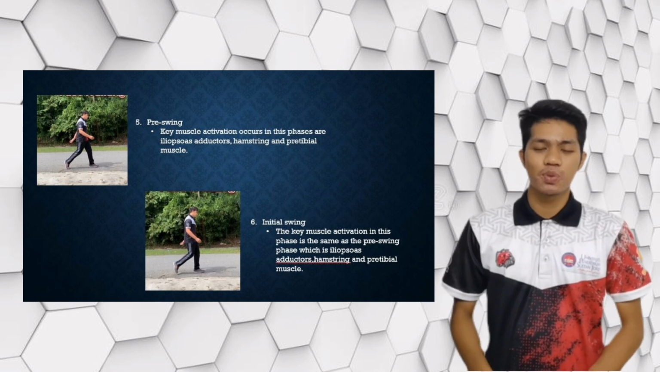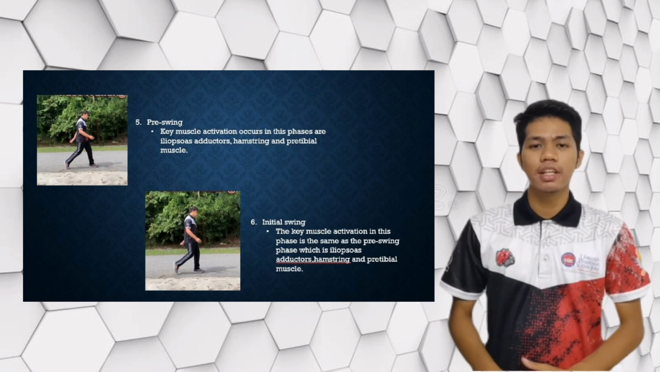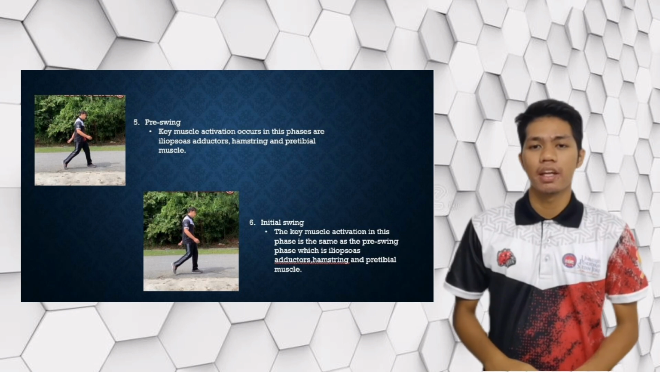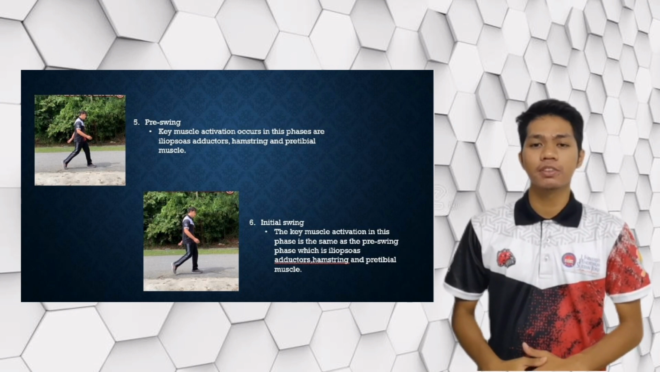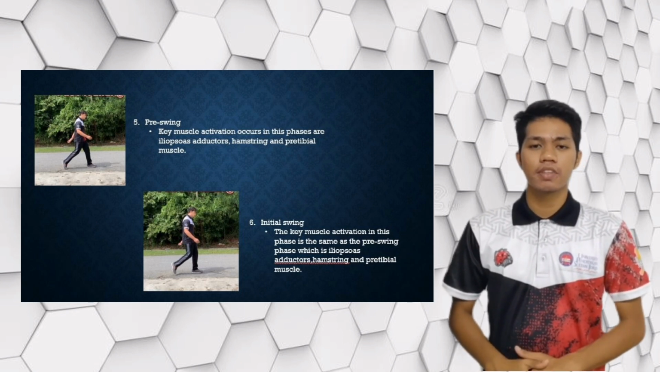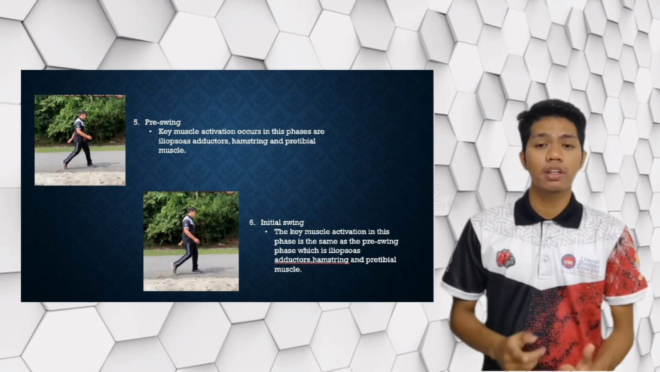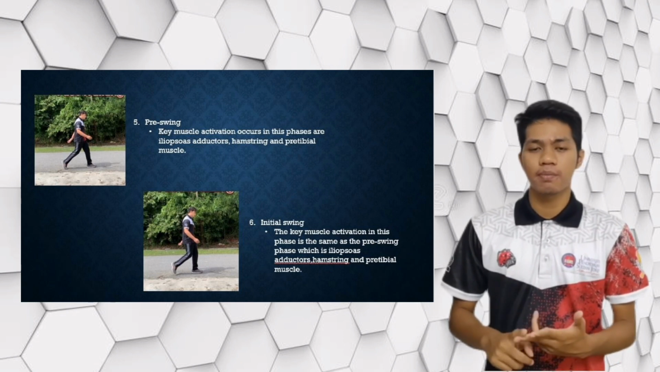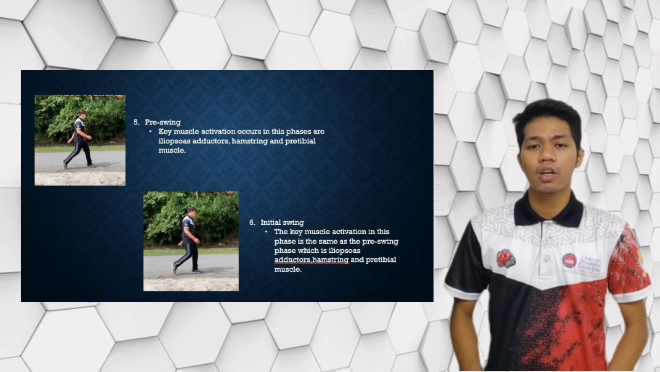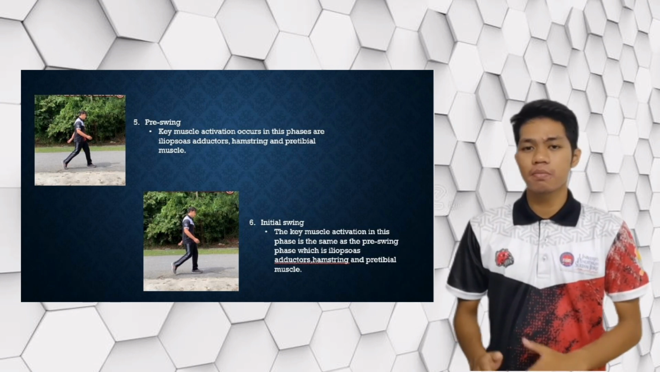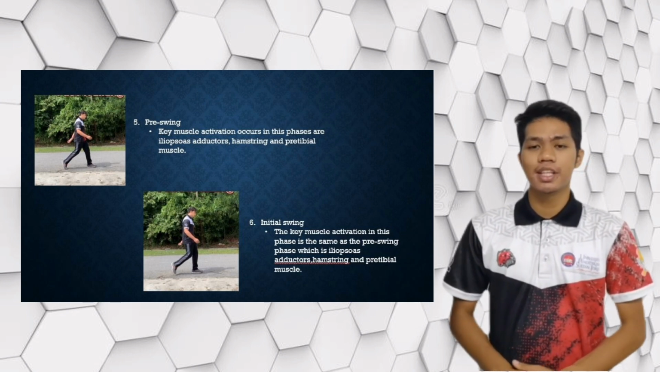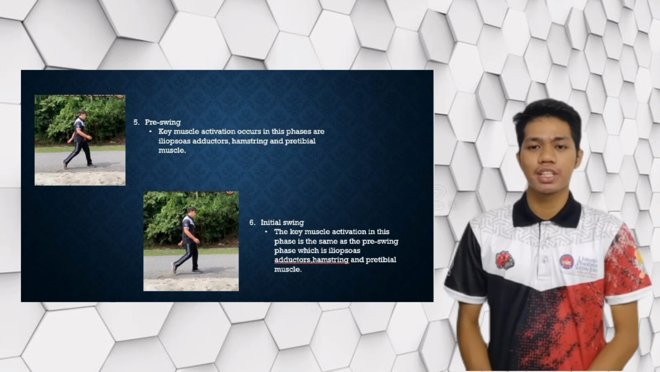Next phase is the mid-swing. During mid-swing, the limb advancement continues and the thigh reaches its peak advancement. Key muscle activations during this phase are quadriceps, hamstring, and pretibial muscle. It encompasses the period from maximum knee flexion until the tibia is in a vertical position.